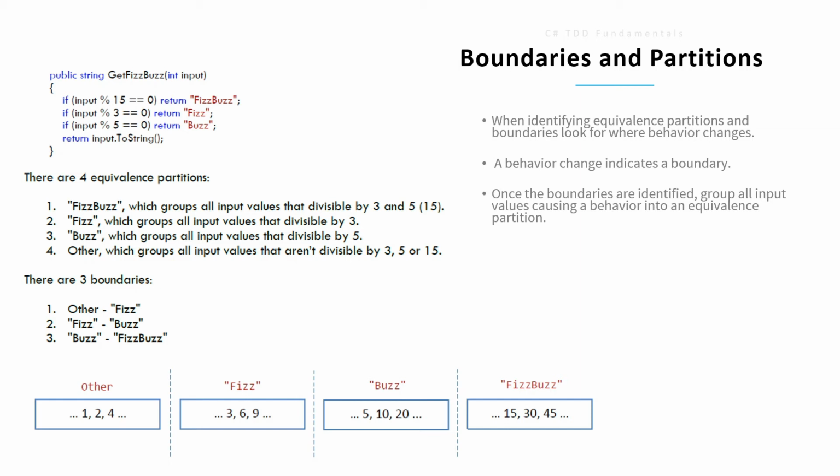The rules of the kata basically say if it's divisible by 3 and 5, you get FizzBuzz. If it's divisible by 3, you get Fizz. Divisible by 5, you get Buzz. Otherwise, return the original input. So if we look down at the bottom here, we've got our other boundary, which is basically anything not divisible by 3 or 5. Then we've got Fizz, Buzz, and FizzBuzz.